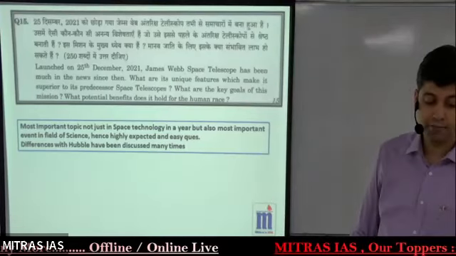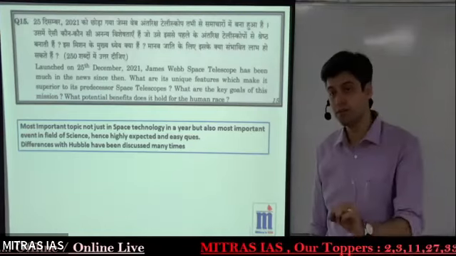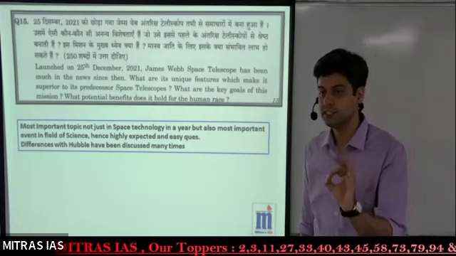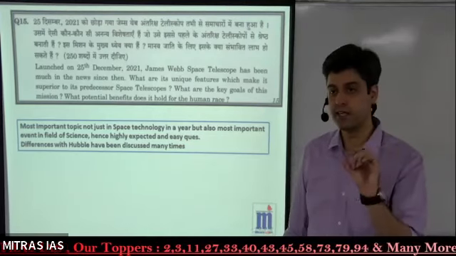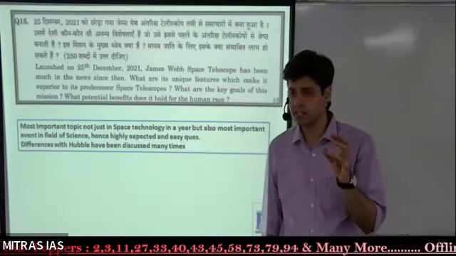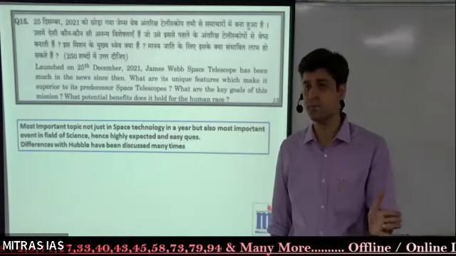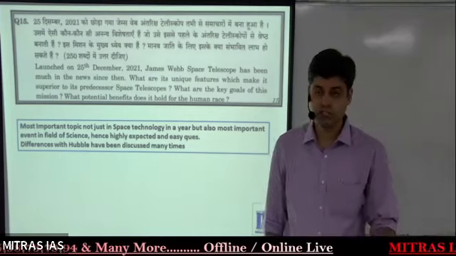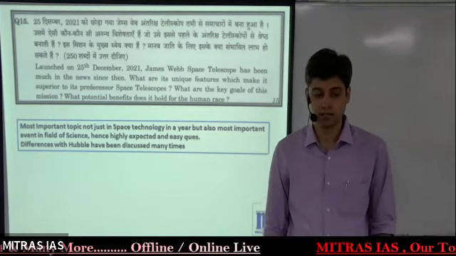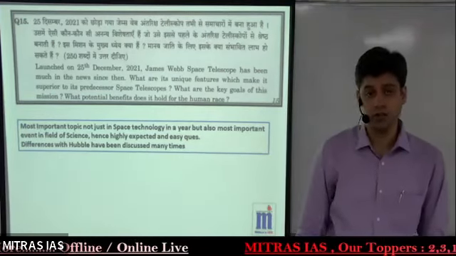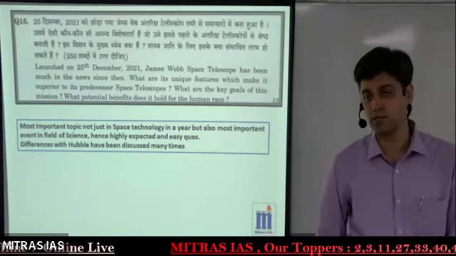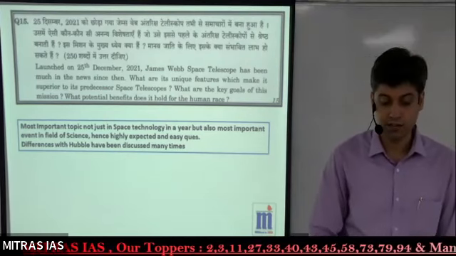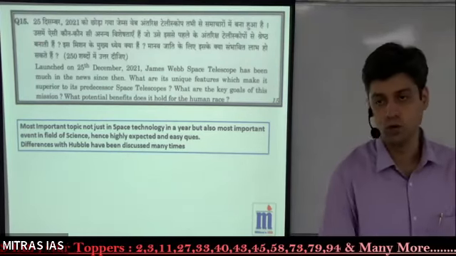Differences with Hubble have been discussed many times in newspapers. If you just Google James Webb Space Telescope, you'll have a BBC 10-minute video. You'll have a CNN documentary on it. You have multiple documentaries talking about how it is more effective. And then with respect to recent images, being discussed, how it is so effective. So this was a pretty much expected question, and it came in a very upfront, easier way, and I feel that still it has scope to be asked in future.